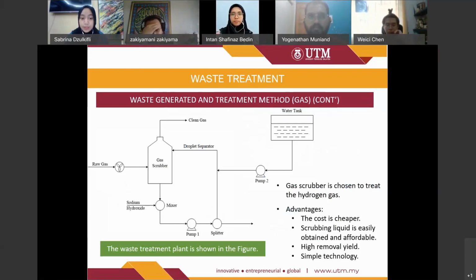From the figure, fan is used to transport the gas easily into the gas scrubber. Scrubbing liquid, which is water, is sprayed from the top of the vessel and captures the chlorine as the hydrogen gas passes through, and then the chlorine and scrubbing liquid will accumulate at the bottom of the vessel, while the treated hydrogen gas will exit through the top outlet. Since the scrubbing liquid will be acidic, sodium hydroxide is used to neutralize it and recycle back to the droplet separator.